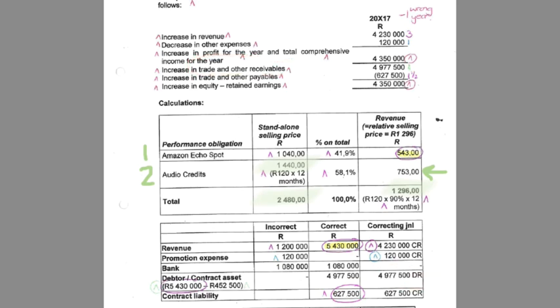Now that we know what was done, what should have been done, and the amounts, we can see what the net effect is between what was done and what should have been done. For revenue, there is an increase. We only recognized 1.2 million. We should have recognized 5,430,000. There's an increase in revenue. We've already said there's a decrease in expense because of the promotion expense. Bank stayed the same. There is an increase in the debtor, the contract asset, the trade and other receivable, because that was never recognized. And then also an increase in income received in advance, which is a liability.